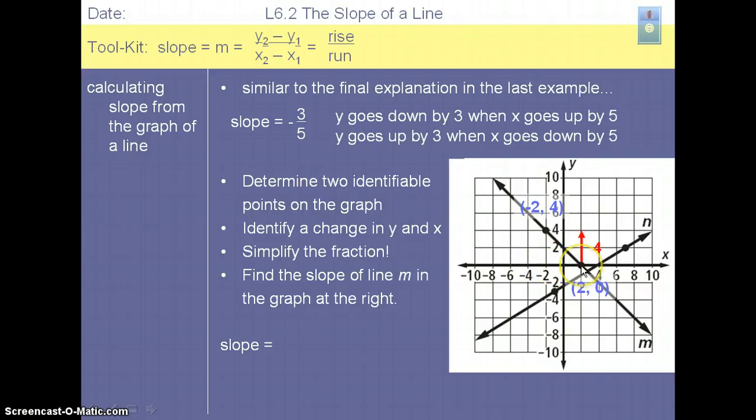We can follow this to go from 2, 0 to negative 2, 4. We went up 4. So that's our change in y is a positive 4. And we had to go back 4. So that's our change in x is a negative 4. So we put our change in y over our change in x. And we can see that that simplifies, our slope here is a negative 1.